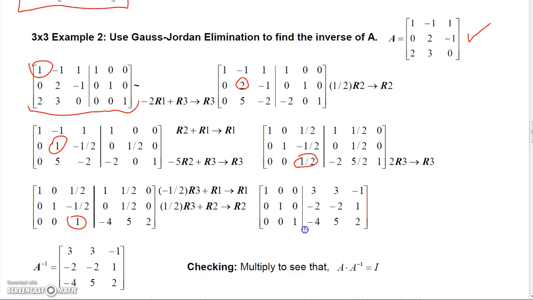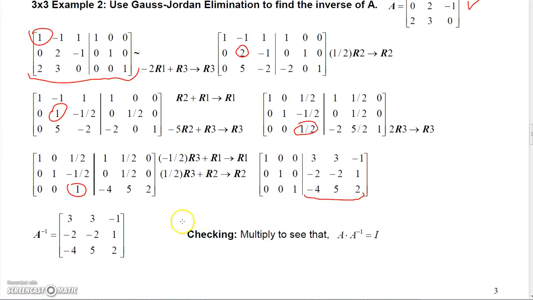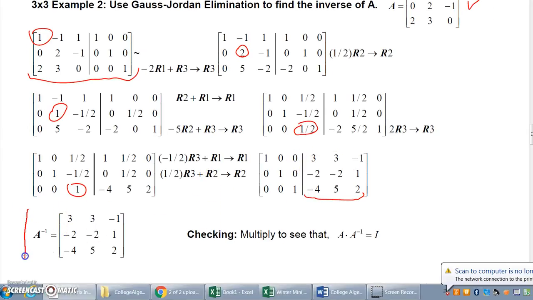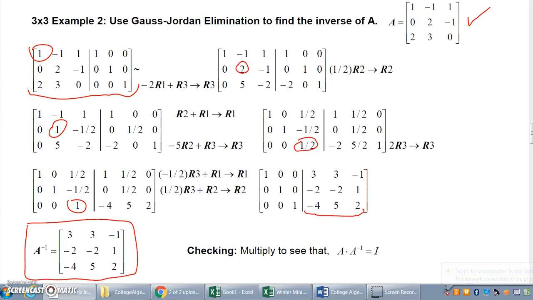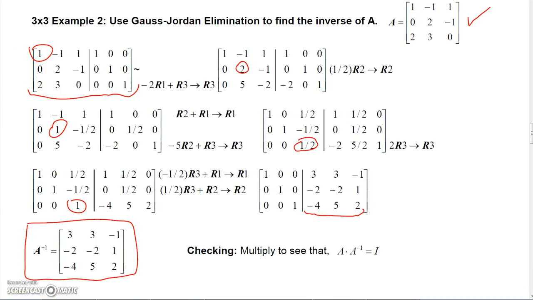Then when I'm finished, I have the identity on the left of the augmented line, and on the right I have the inverse. So anyway, you can try that and see if you can do what I did to get the inverse there. And if you struggle, maybe you want to go back to the previous one and go back through the steps again.